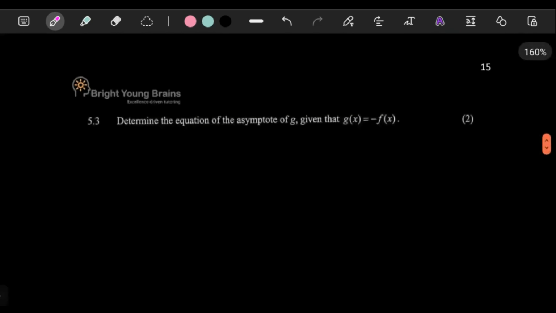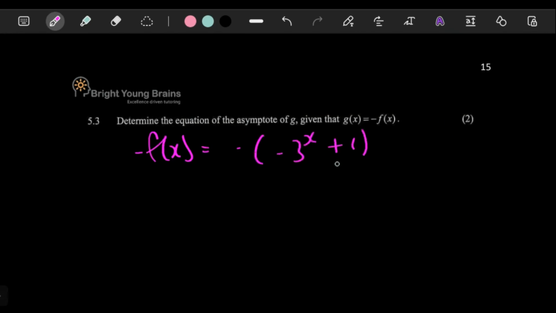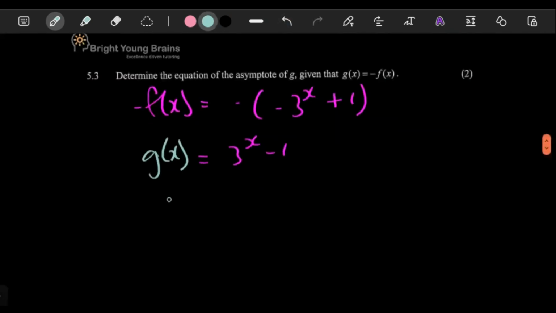And then 5.3 says determine the equation of the asymptote of g if g is negative f of x. So negative f of x is like negative 3 to the power of x plus 1, so it's going to be positive 3 to the power of x minus 1. This is what g of x is. So the equation of the asymptote, you're going to say y is equal to -1. This represents the y asymptote, which is the only asymptote that an exponential graph has.